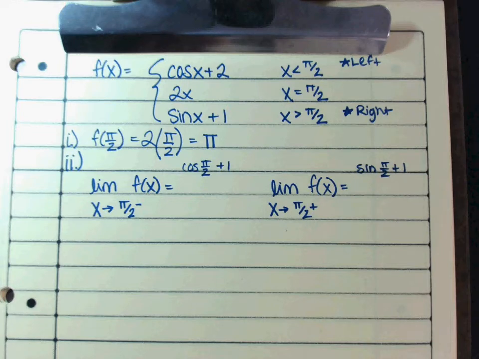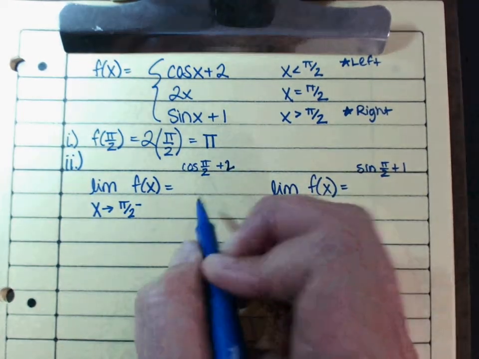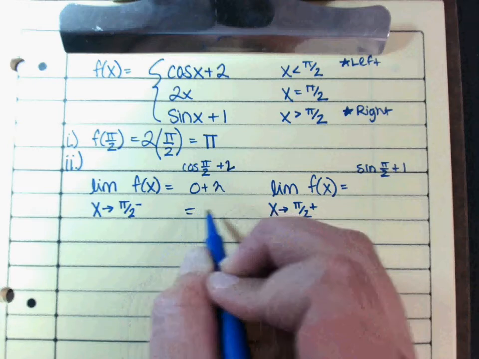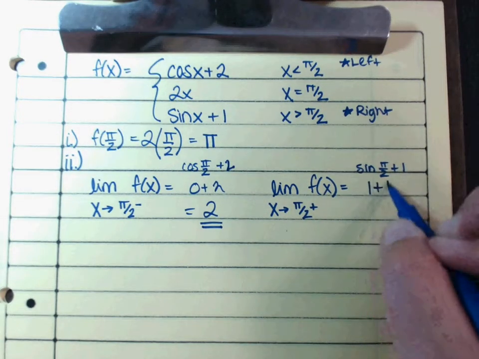Okay, what is cosine of pi halves? 0. Yes, that's right. Okay, it is 0. Oh, and that should be a 2 here. So then what is 0 plus 2? 2. Okay, let's do our other side. Sine of pi halves? What's sine of pi halves? 1. 1 plus 1 is 2.